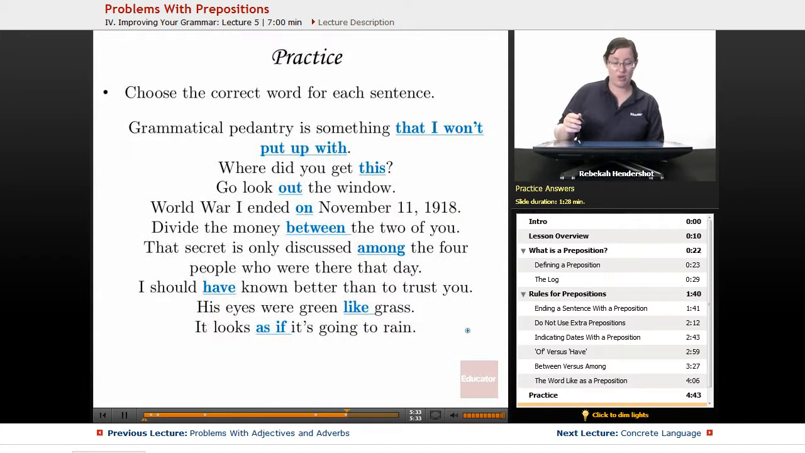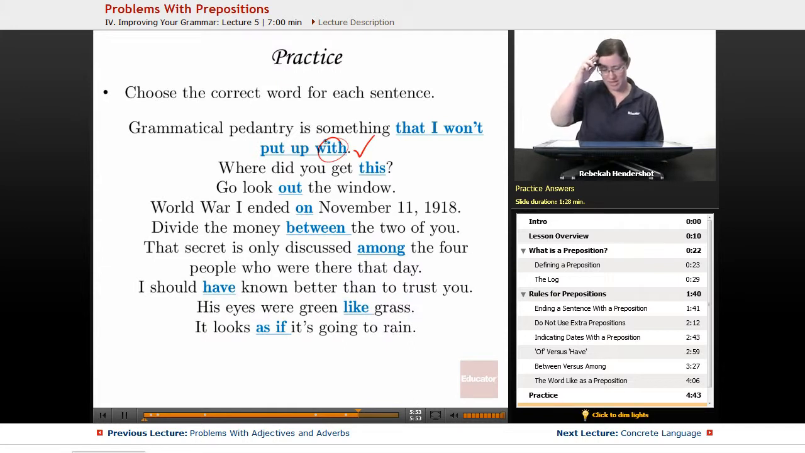All right. Grammatical pedantry is something that I won't put up with. If you don't know what pedantry is, look it up. It's funny. And because you're in advanced grammar, you get to end a sentence with a preposition, so we can end with. Also because saying up with which I shall not put is sort of awkward and weird. It draws too much attention to your sentence.